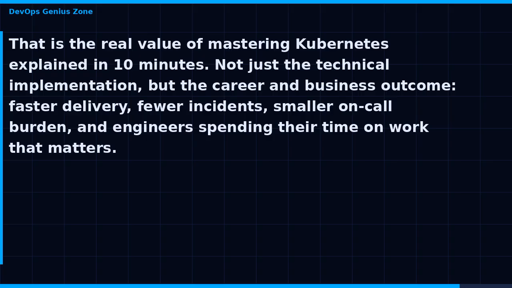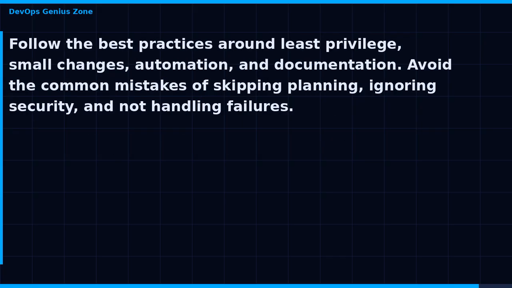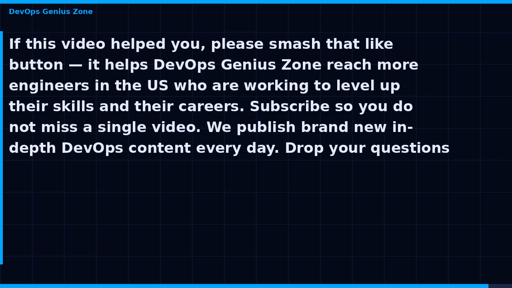To summarize, Kubernetes explained in 10 minutes is critical in the 2025 US DevOps job market. The foundational concepts are desired state management, the reconciliation loop, and idempotency. Start right by understanding requirements before touching configuration, and version control everything. Follow the best practices around least privilege, small changes, automation, and documentation. Avoid the common mistakes of skipping planning, ignoring security, and not handling failures.